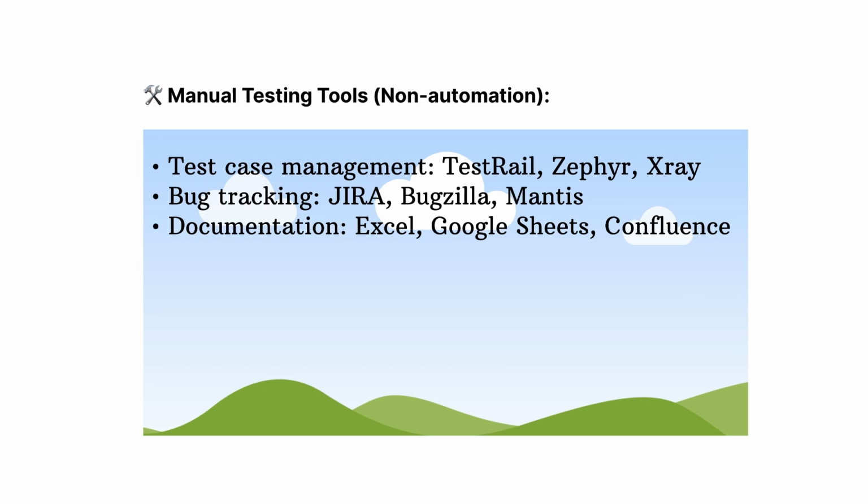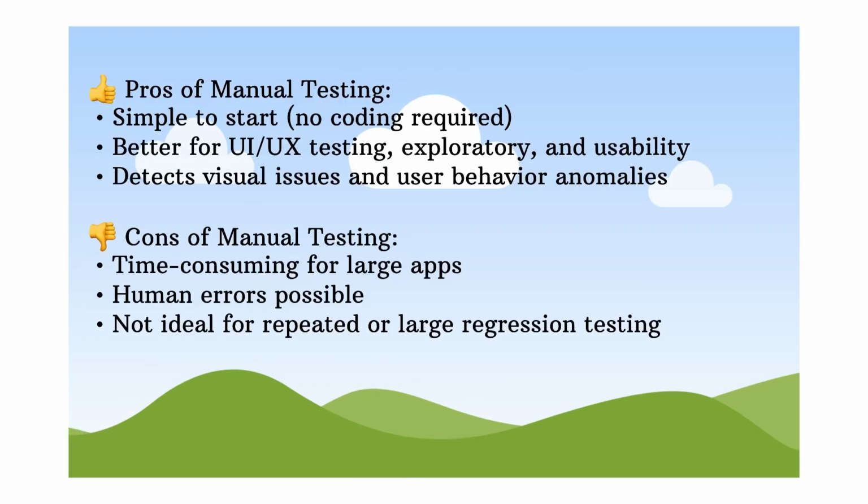Manual testing tools: test case management, TestRail, Zephyr, X-Ray; bug tracking, Jira, Bugzilla, Mantis; documentation, Excel, Google Sheets, Confluence. Pros of manual testing. Simple to start, no coding required. Better for UI/UX testing, exploratory, and usability, detects visual issues and user behavior anomalies.